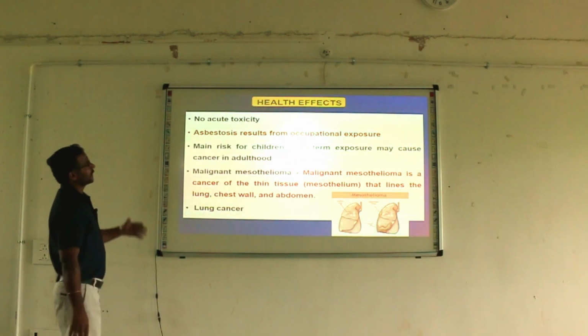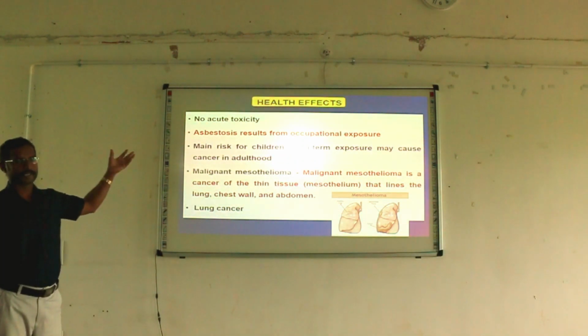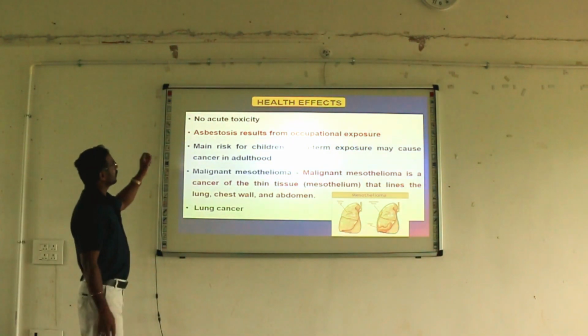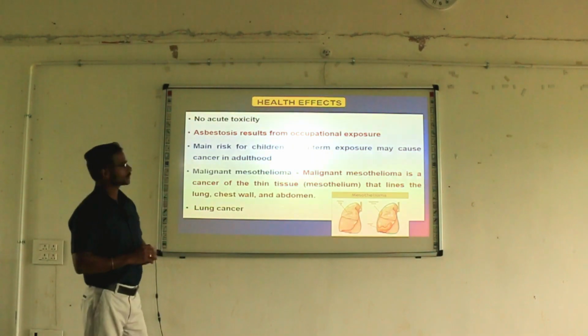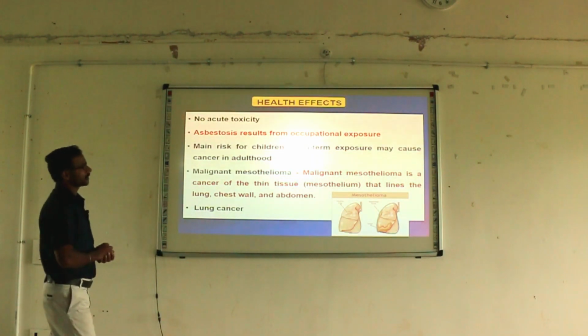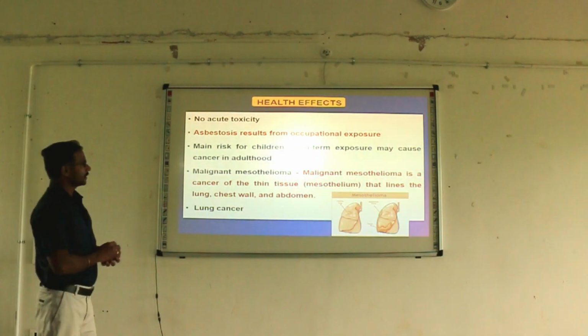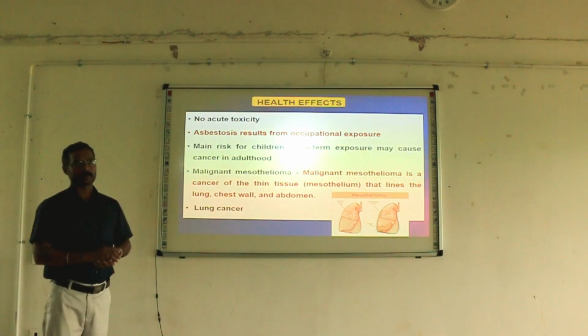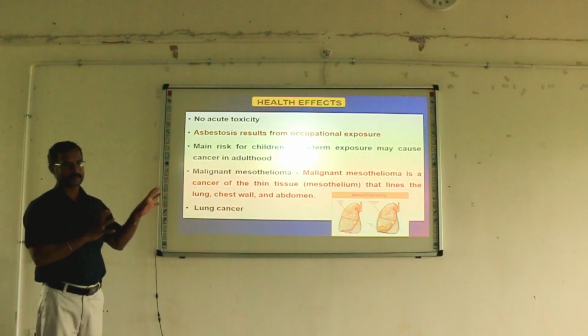Then what are the health effects of the above contaminants like ozone, lead, radon? Here there is no acute toxicity. Asbestos effects result from occupational exposure. The main risk is for children: long-term exposure may cause cancer in adulthood. In childhood it does not cause any problem, but during adult life they will face the problem of cancer.